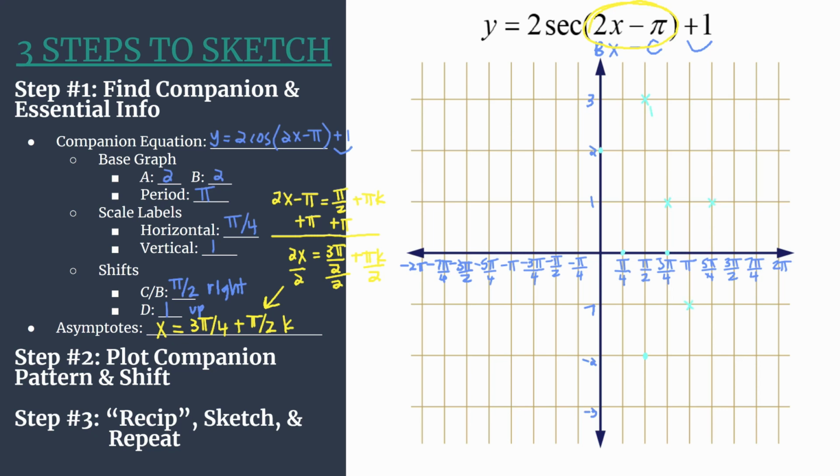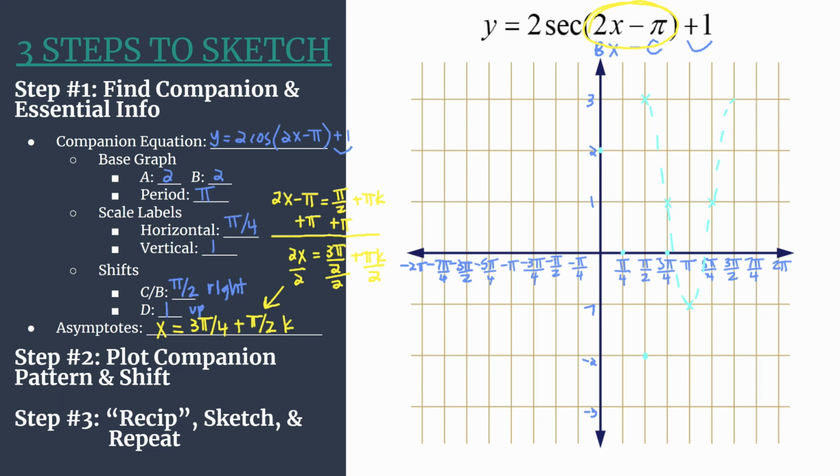Okay, so again, you see this cosine companion curve. If you were graphing this companion equation, you would have your completed graph here. And we'll show that all the way up there. So there's one cycle.